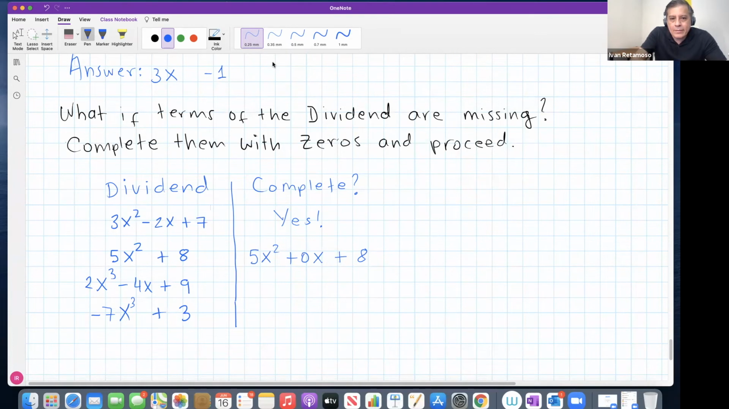Very good, right? So look, 2x cubed is there, but then it should be followed by the x squared term. It's not there, but you complete it by putting a 0 there, minus 4x and then plus 9, right? So before you do the synthetic division, you have to put a 0 there because otherwise it's not going to work. Final question: is this polynomial complete or not? And if it's not complete, how many terms are missing?